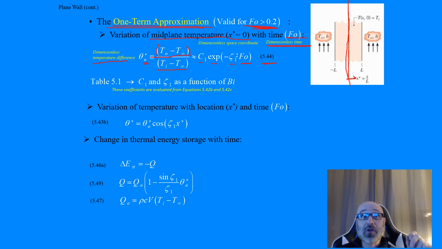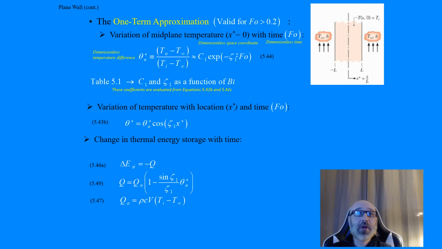Now for our coefficients right here, our C1 and our eigenvalue 1 term, we can go to our table 5.1 in our textbook, and we can get these, and we can see that these 2 coefficients are a function of our Biot number. Now we can also evaluate these coefficients with equations 5.42b and 5.42c in our textbook.